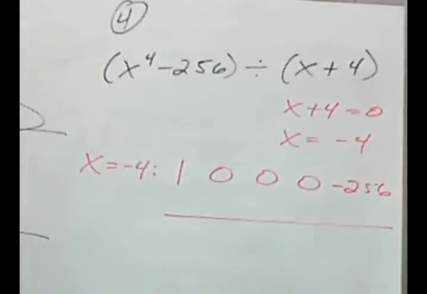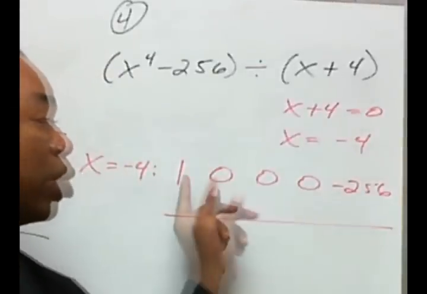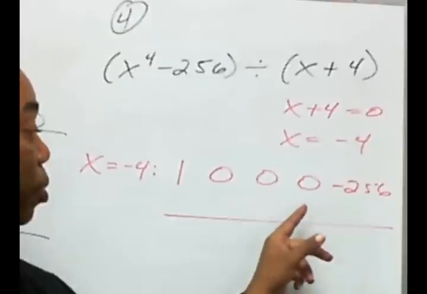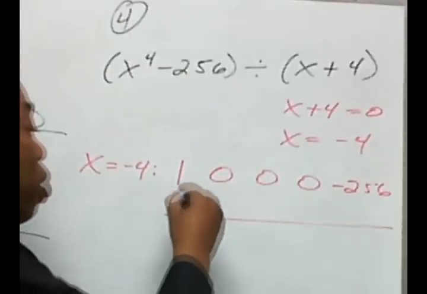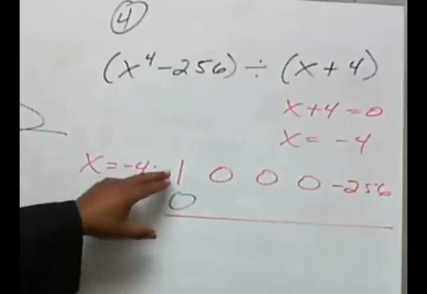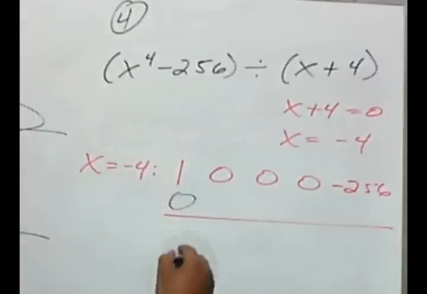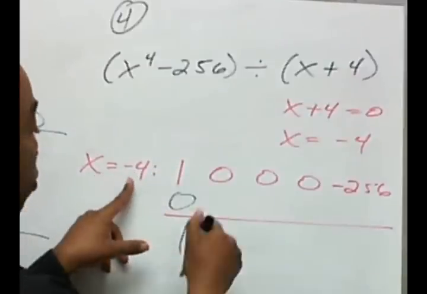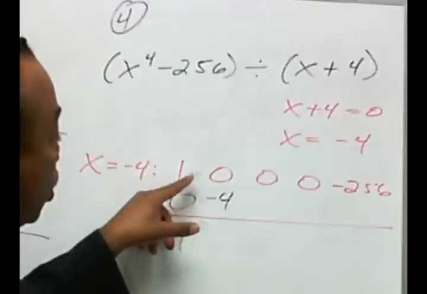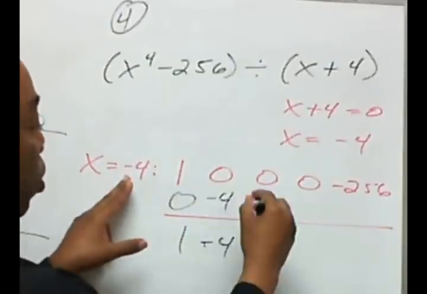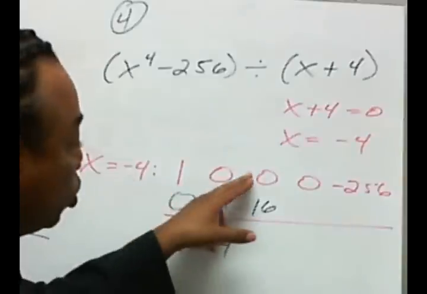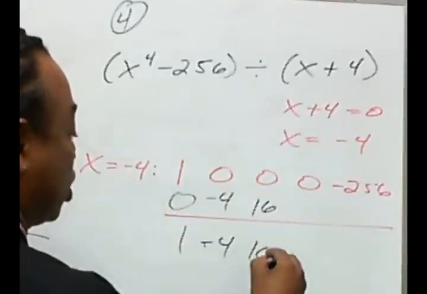Okay. Now, everything above this line, we're going to add to the line above. And everything below the line, we're going to multiply by negative 4. We always start off with 0. So, a 1 and a 0 add to a 1. 1 times negative 4 is negative 4. 0 and negative 4 adds to negative 4. Negative 4 times negative 4 is 16. 0 and 16 make 16.